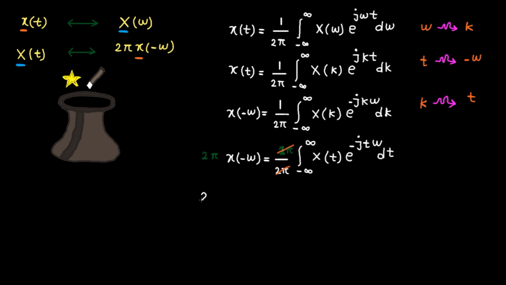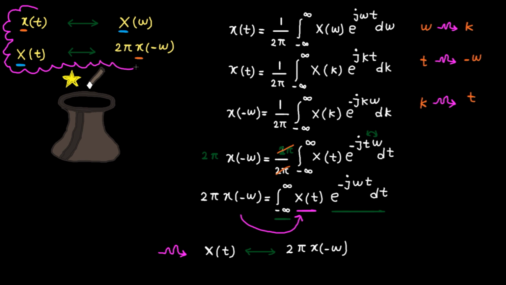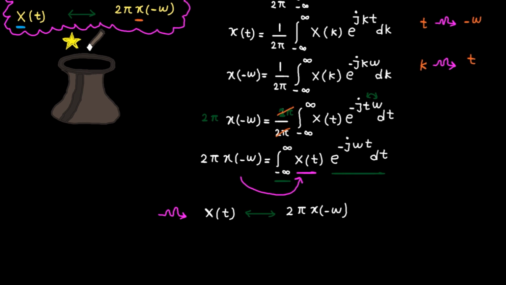2 pi is cancelled by 2 pi. Let's write it again and switch the order of these two. Now we have this complex function with the negative sign in the power here and the integral here. So we can say this is Fourier transform of this signal. Done. This property is super interesting and useful, as we will see in the next tutorial.